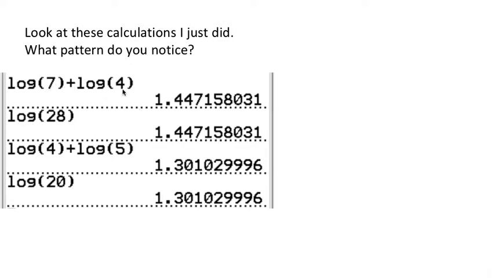Log 7 plus log 4 is the same as log 28. Log 4 plus log 5 is the same as log 20. 7 times 4 is 28. 4 times 5 is 20. So it seems like log A plus log B is log AB.